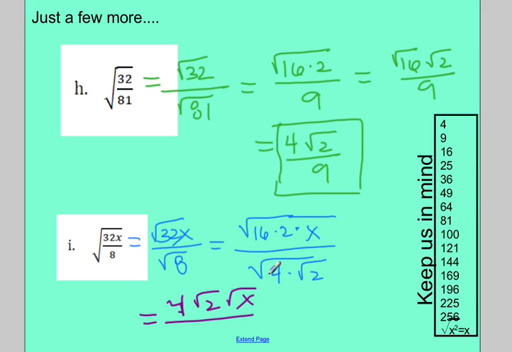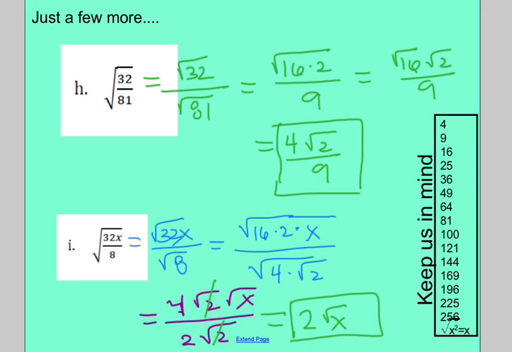All over, square root of 4 is 2, and square root of 2 we do not have a perfect answer for. And if you notice, my square roots of 2 are exactly the same, so they will cancel. And lastly, 4 divided by 2 is 2, and I still have 2 square root of x. So my final answer is 2 square root of x.